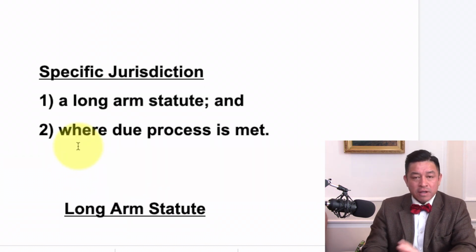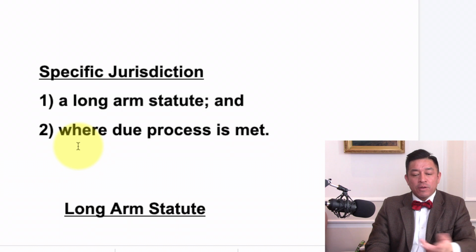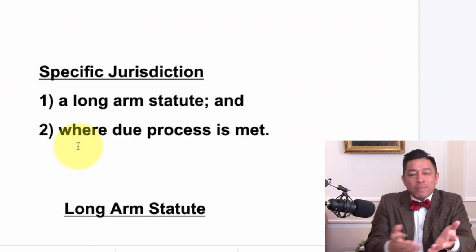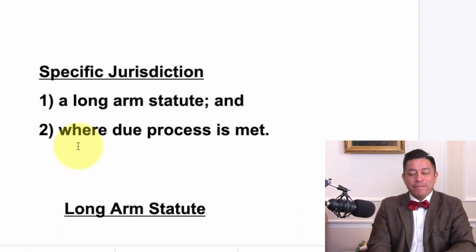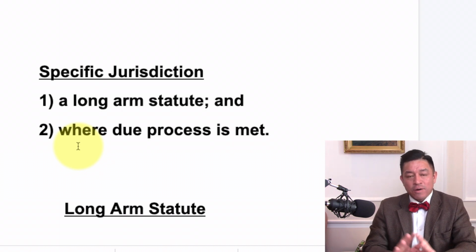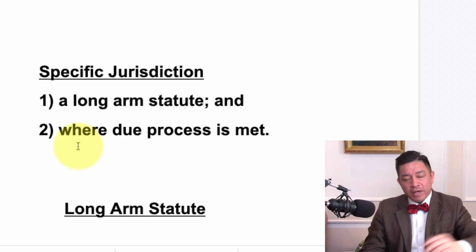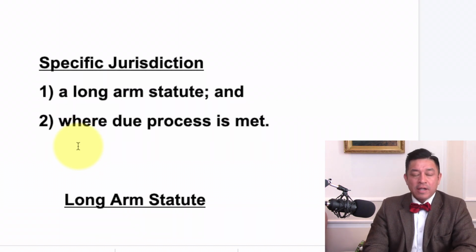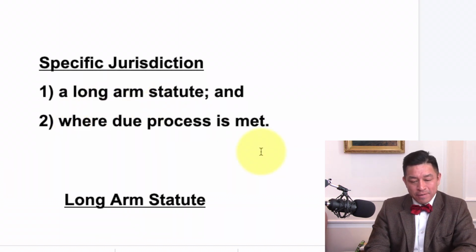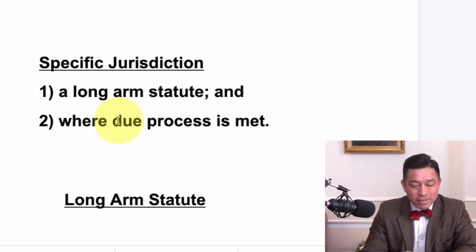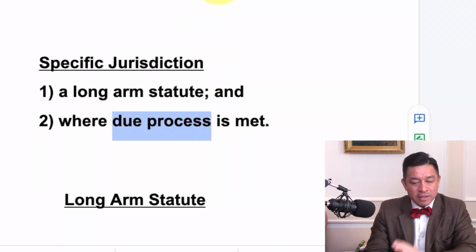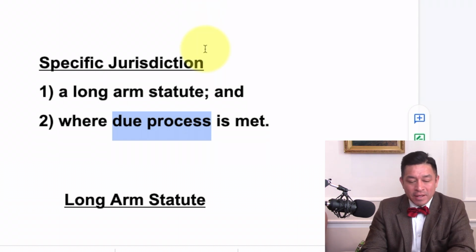And this also has different terms. For example, due process, constitutional limitations, long arm statute jurisdiction. So I just say, hey, look, let's just call this specific jurisdiction. Let's go with that. So let's talk about the two issues here, the two main prongs: long arm statute, and whether due process is met. Due process is going to be an umbrella kind of format, because you're going to have a lot of sub issues there.